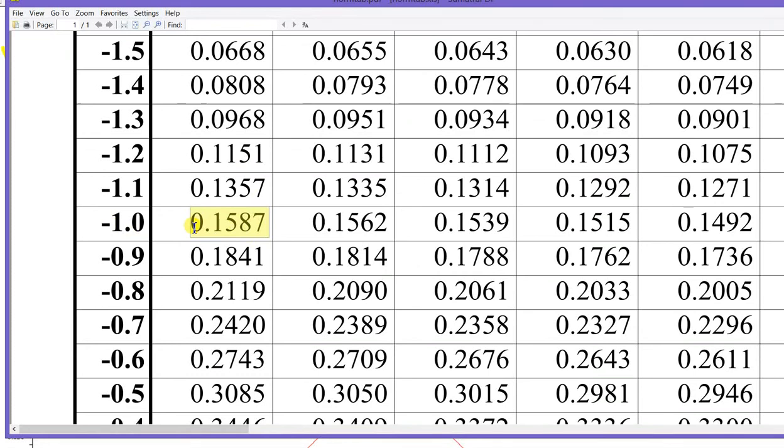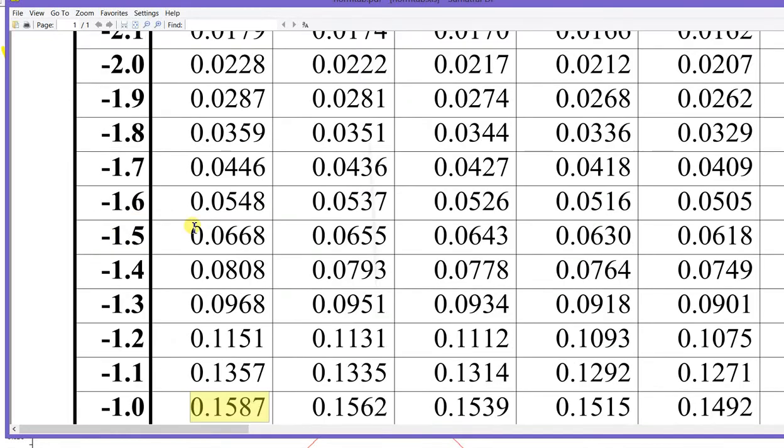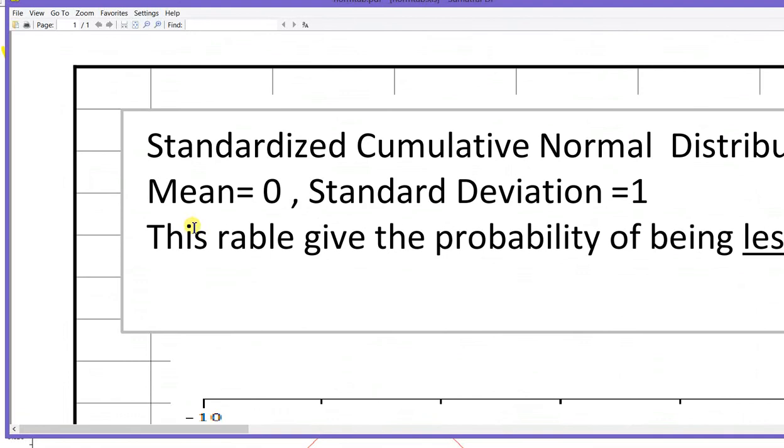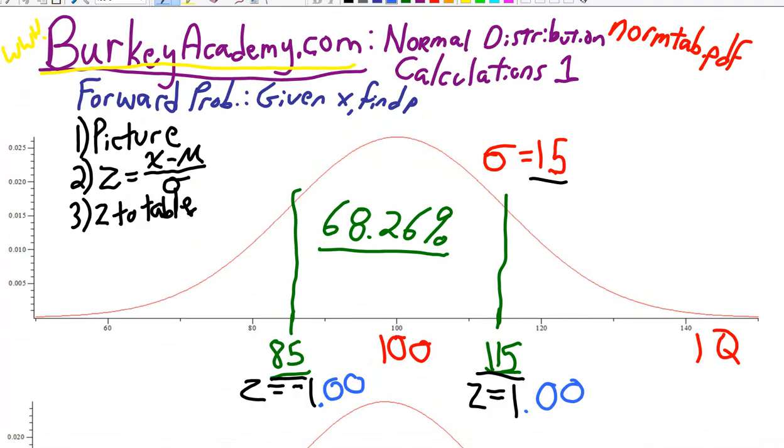Let's take that back to the picture and see what that gives us, keeping in mind that this is a cumulative table. What a cumulative table means is the table will always give you the probability of being less than. It accumulates the probability from the lowest numbers up to the number that you're looking at, a z-score of -1 or an IQ of 85 in this case. So that 0.1587 is the area right here, 0.1587.